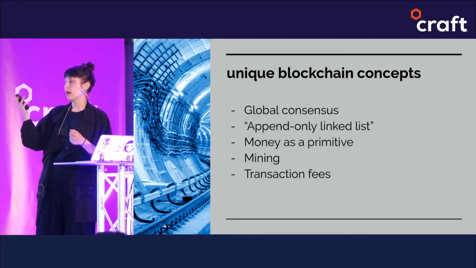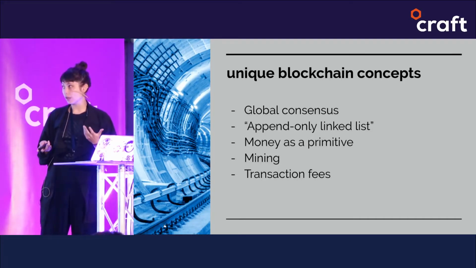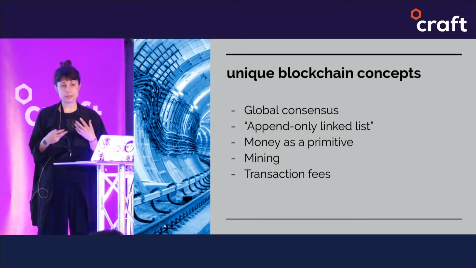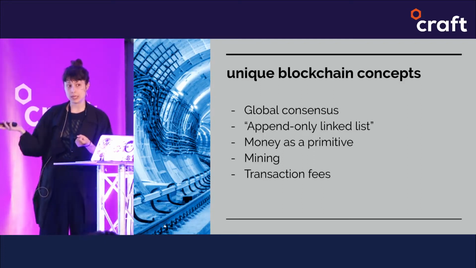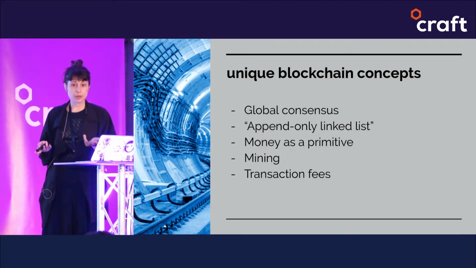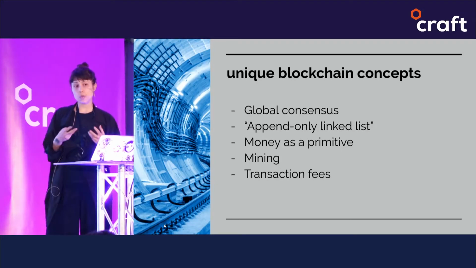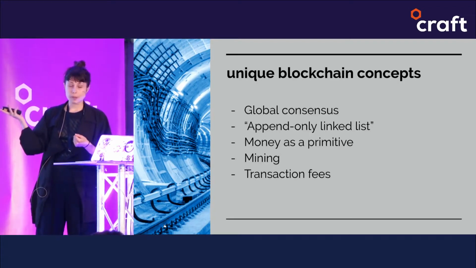And if we were to map a blockchain onto more computer science terms, we would call it an append-only linked list. The reason we have these features, which are different from these other protocols, is the very specific use case of money as a primitive. So we need to agree on who has what money, thus global consensus. We also need to know what order transactions happened in. So thus we have append-only.